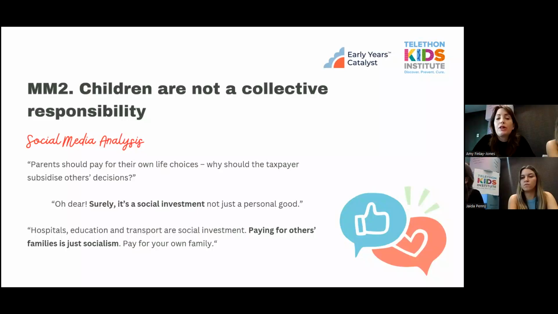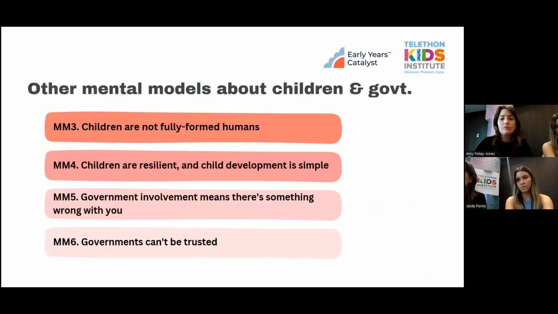Parents should pay for their own life choices. Why should the taxpayer subsidise others' decisions? Oh dear, surely it's a social investment, not just a personal good. Hospitals, education and transport are social investment. Paying for others' families is just socialism. Pay for your own family. So really interesting distinction there between things like hospitals, education and transport, and child wellbeing and child development.